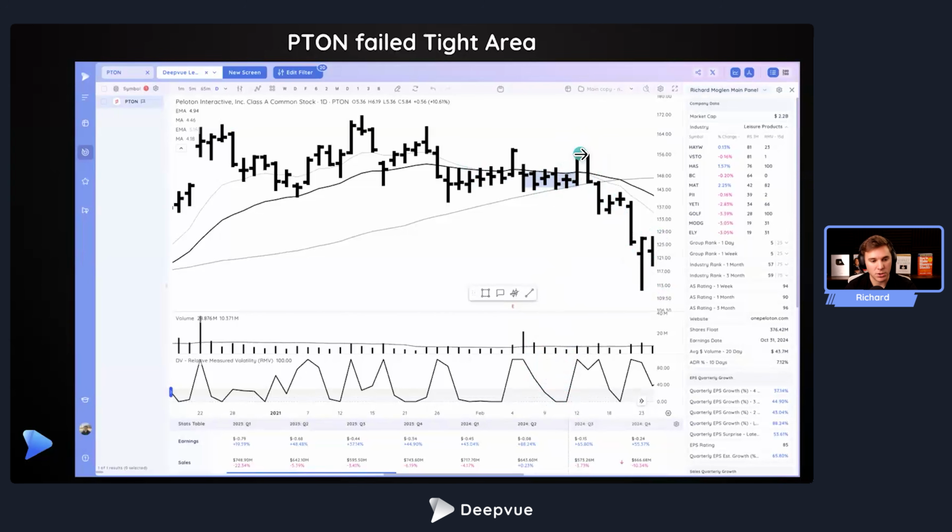We get a nice breakout, looks good, close the day at highs, but then what happens is a later stage base reverses down, breaks the moving averages, and drops 85%.